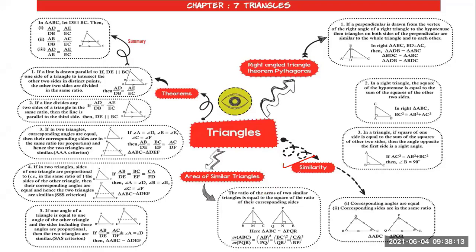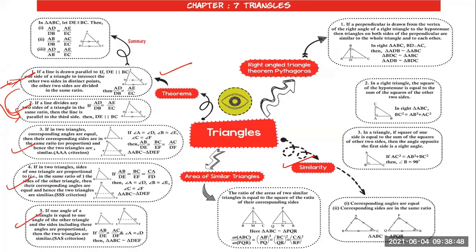And after similarity, we'll come to the theorems. The first theorem is BPT and its converse. Both are interrelated: BPT, the basic proportionality theorem, and its converse. And afterwards, we have the criteria. Just as we have criteria for congruence, for similarity also we have criteria. So these are the three criteria.